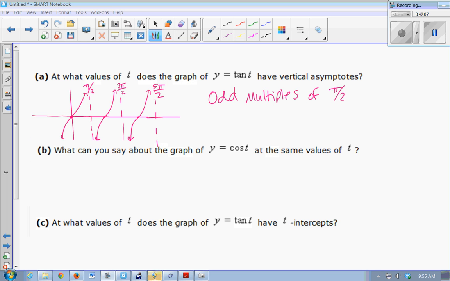And then what can you say about the graph of cosine t at odd multiples of pi over 2? So let's take a quick graph of the cosine function. Starts at a high point, finishes at a high point, low point in between, zeros in between the highs and lows. So this is pi over 2, 3 pi over 2. So what happens to the cosine function at the odd multiples of pi over 2? They're intercepts, yeah. The y value is 0, x-intercepts.